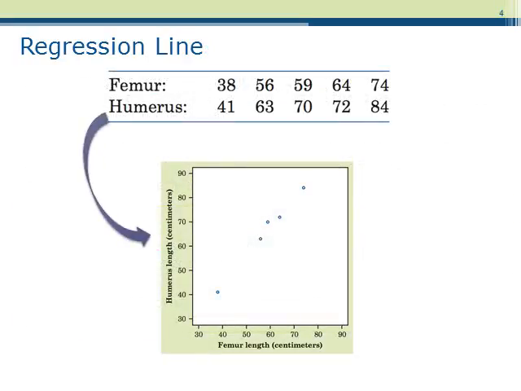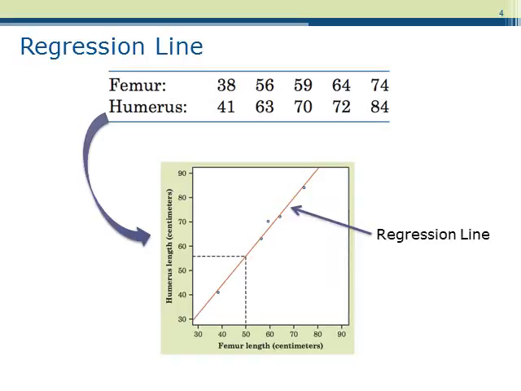For example, let's recall the example where we computed the correlation between femur length and humerus length. The correlation was very close to +1, indicating a very strong linear relationship. The regression line would be a single line that represents the general relationship between these two variables. For example, we'd expect to see something like this. Because the correlation is so close to +1, our data points are very close to the regression line.